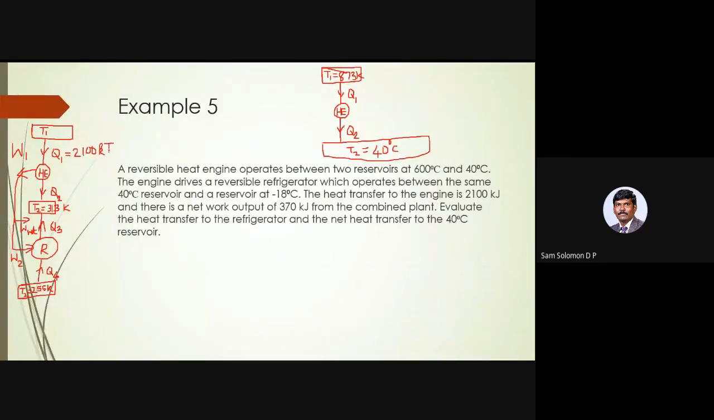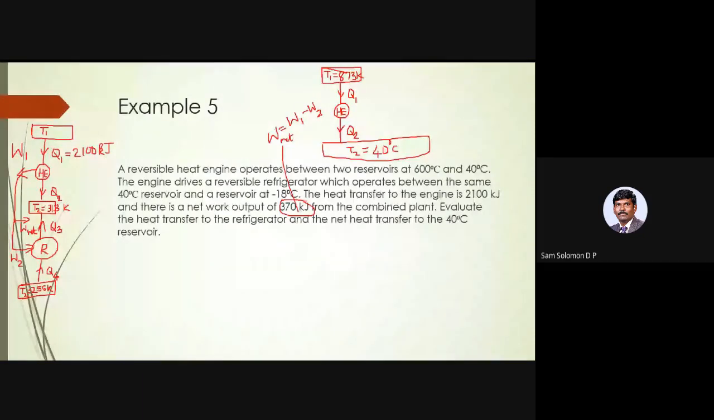And what else have they given? There is a net work output of 370. So when they say W net, it is W1 minus W2. And what is this W net? This W net is the work delivered by the heat engine minus the work input to the refrigerator. So this is W1 minus W2, for the combined plant.